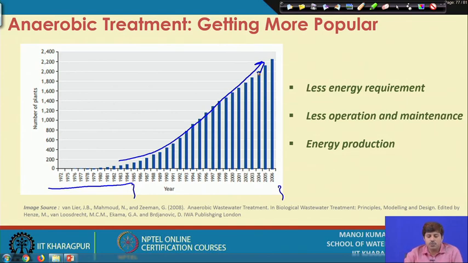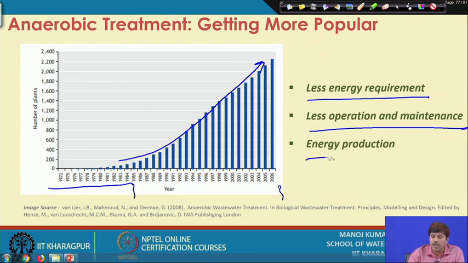So, a huge number of anaerobic reactors have been installed since the 1990s or so, and this number is still growing. The major reasons for this popularity are the lower energy requirement, lower operation and maintenance cost, and the chances of energy production, making the process self-sustainable. Still, it is not applied everywhere.